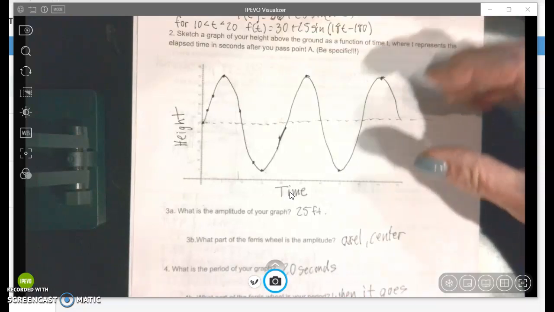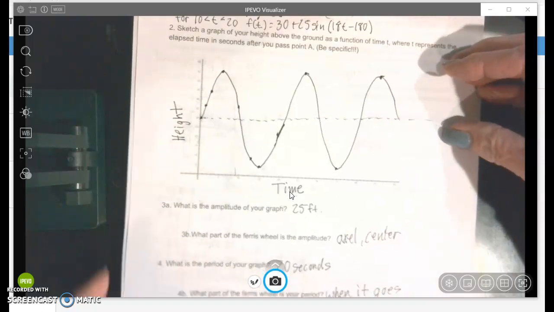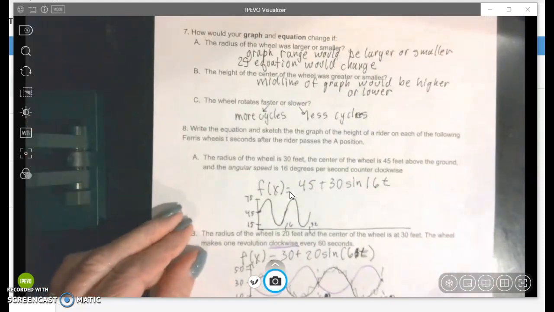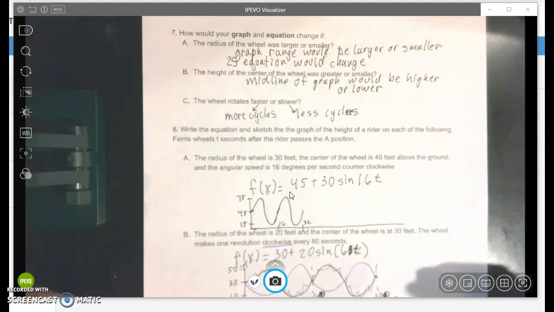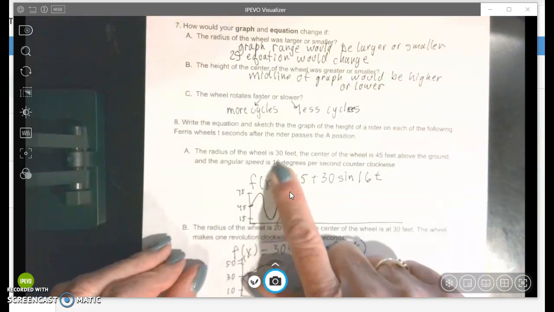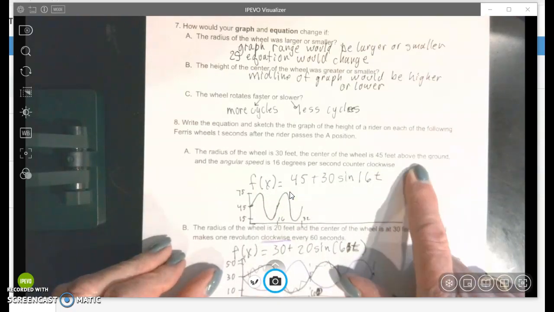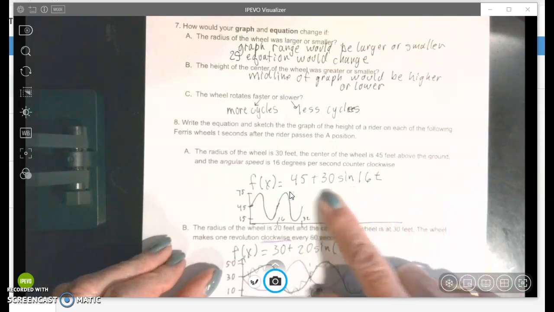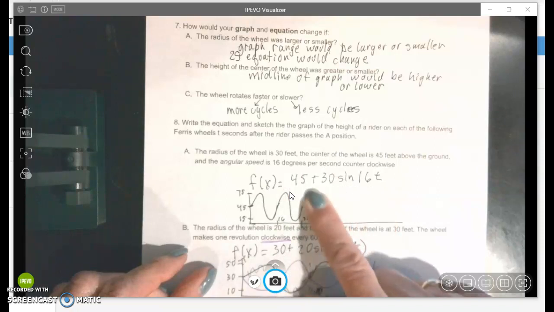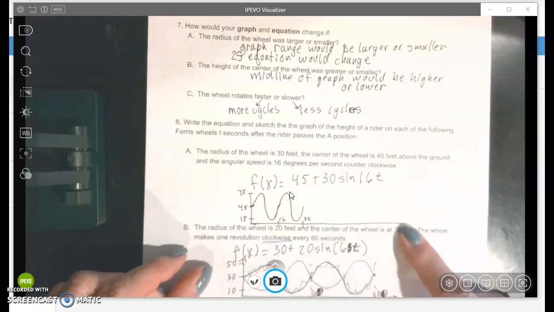I think just understanding that first part was probably the toughest on this assignment. Then, as you looked on here, it's just extending it a little bit further. So we're looking at, what if the radius is 30 feet and the center is 45 feet above the ground? Then how will your time change at 16 degrees per second? Well, then our function would be 45 plus 30 sine 16t, and it would look like this.